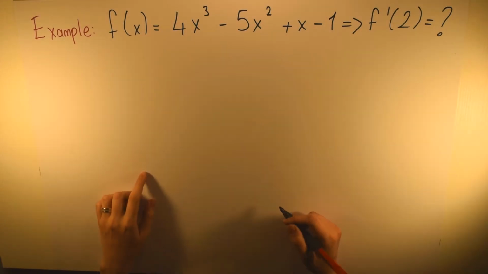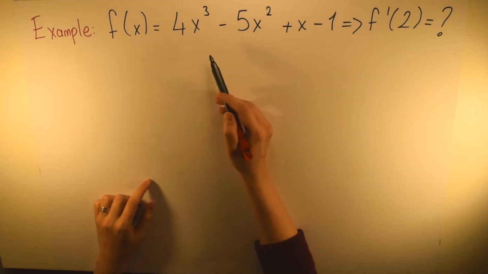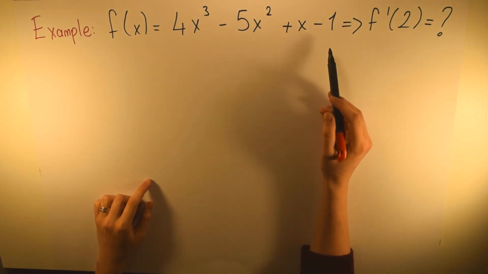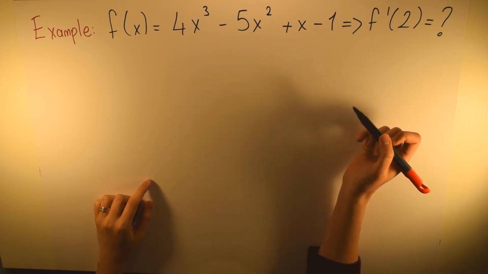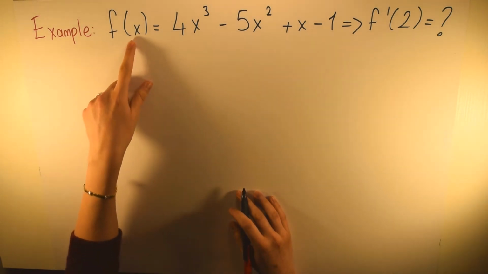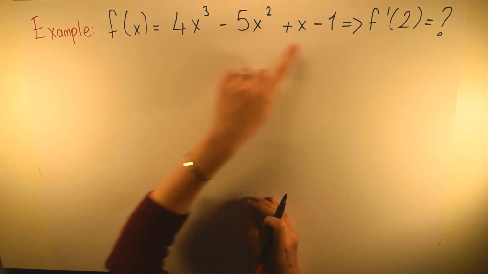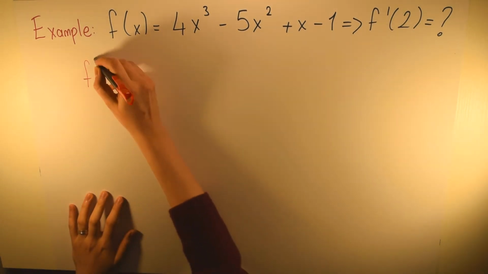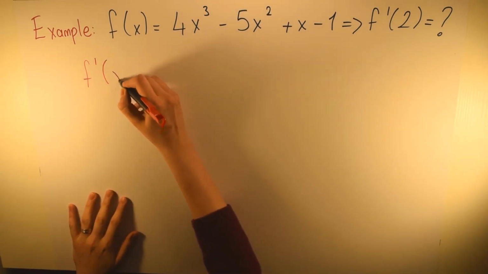Let's continue with this example. Here we have f of x is equal to 4x to the power of 3 minus 5x squared plus x minus 1, and the derivative of f at 2 is asked. So in this kind of question, first you find the derivative of f of x, and then after that we put 2 instead of x. So let's do that.